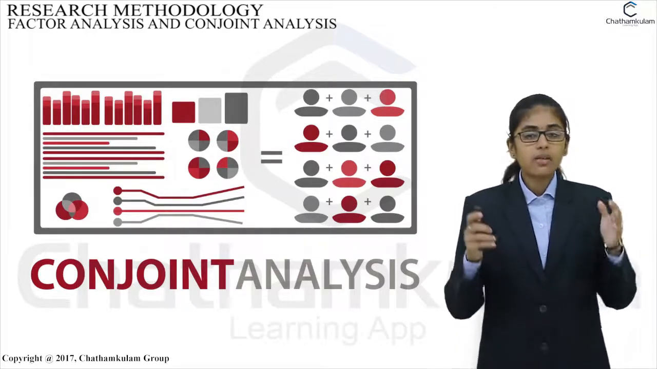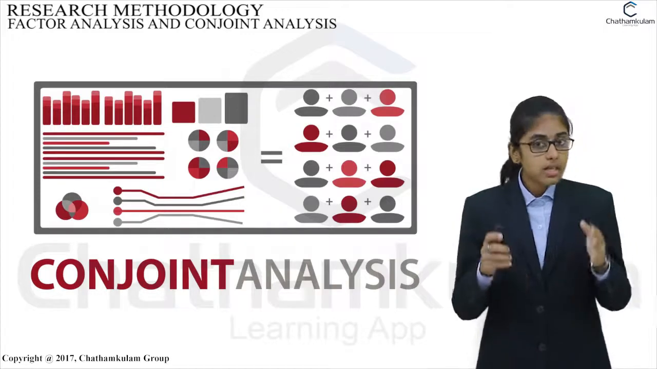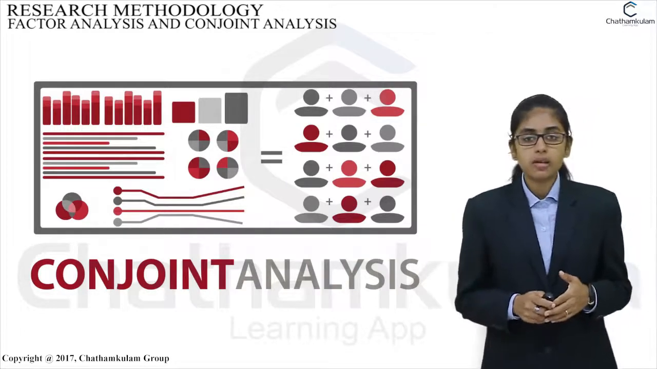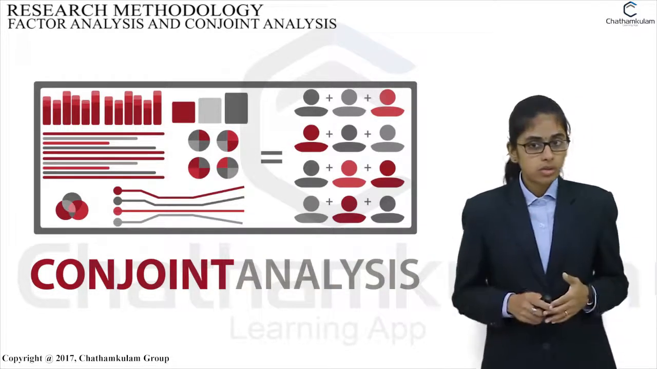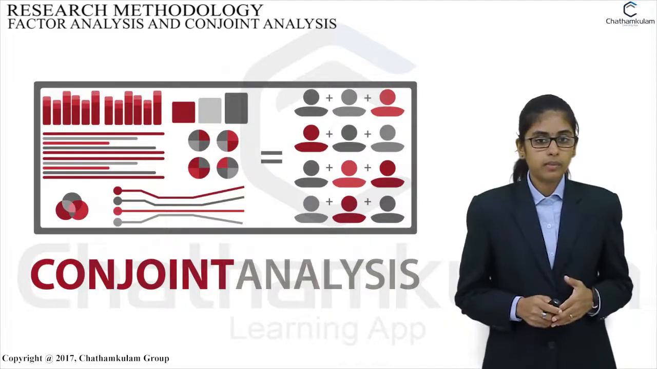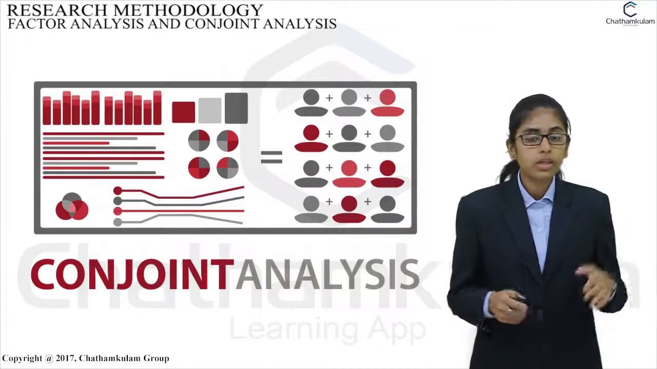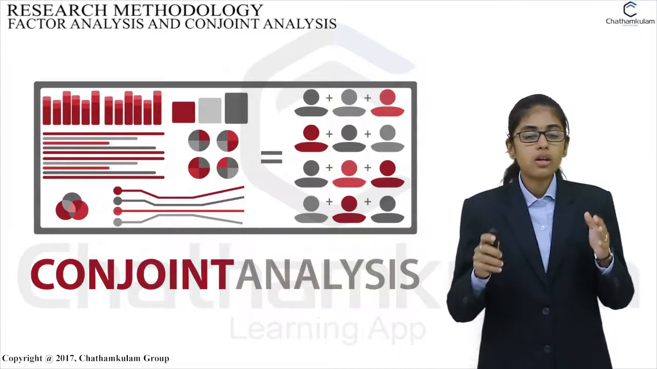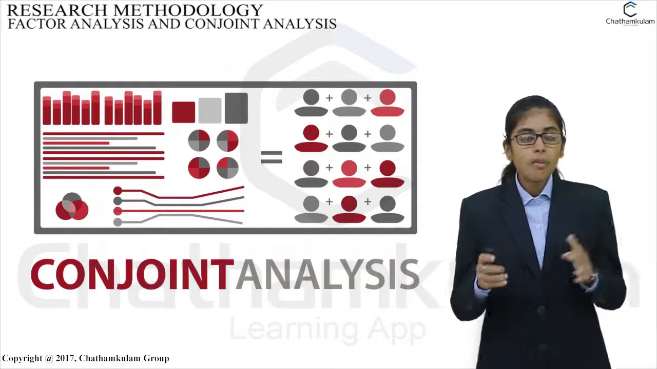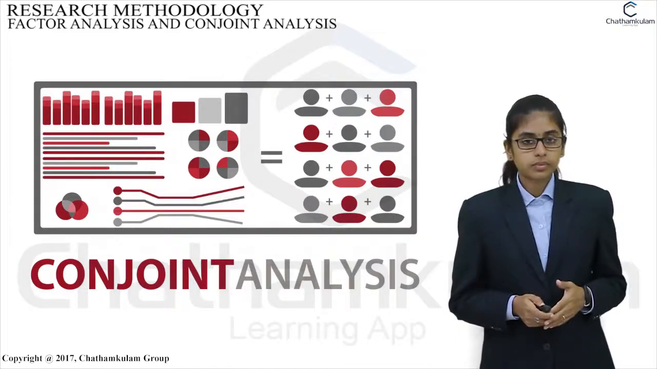Therefore, finding out the consumer's preference for individual attributes of a product or service may not yield accurate results for a marketing research problem. In view of this fact, conjoint analysis seeks to find out the consumer's preference for a join of attributes, that is, a combination of several attributes.